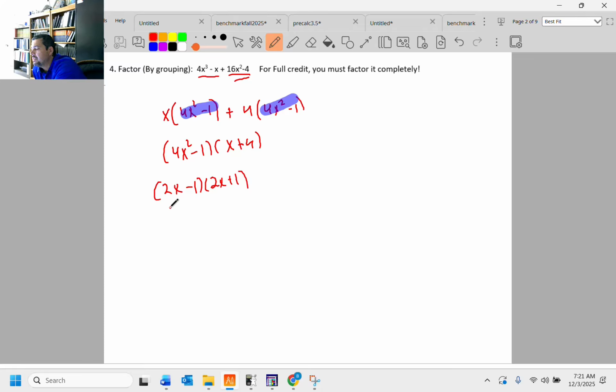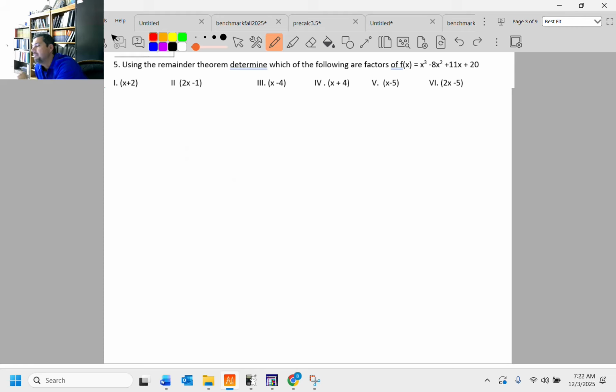And look, 2x times 2x is 4x squared, minus 2x plus 2x. They cancel each other out, don't they? Negative 1 times 1 is negative 1. And then you've got x plus 4. Complete factorization. Easy peasy lemon squeezy.